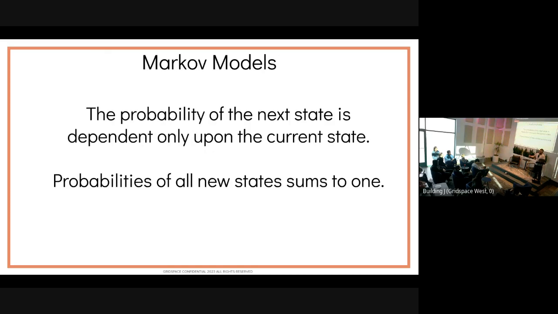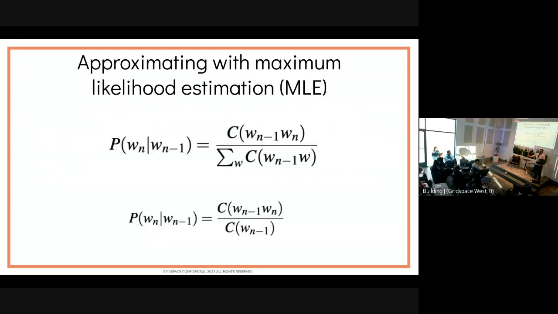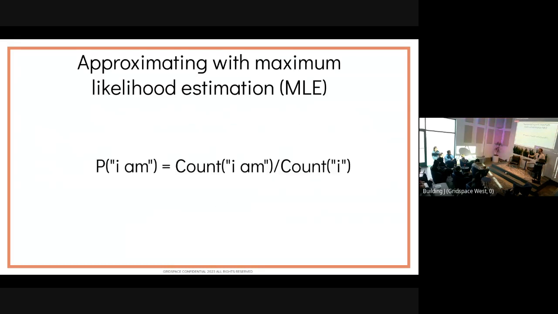Markov models are models where the probability of one state is only dependent on the current state. You can approximate this with maximum likelihood estimation. So I know this is review from earlier in the week, just as a reminder, because it's going to impact everything else we talk about.